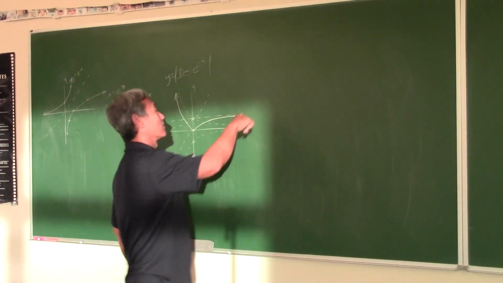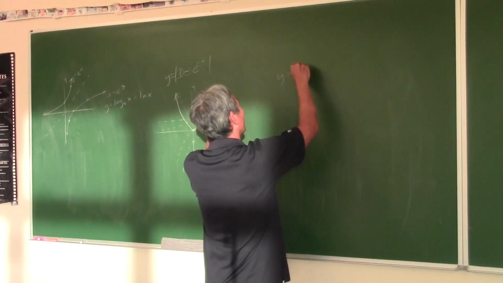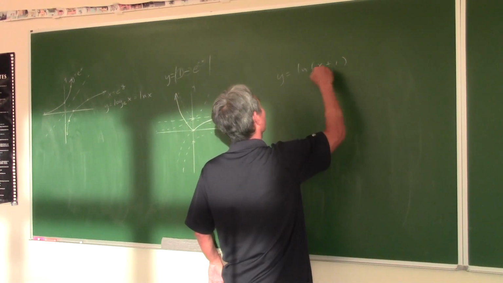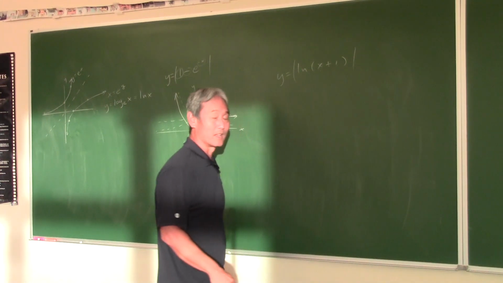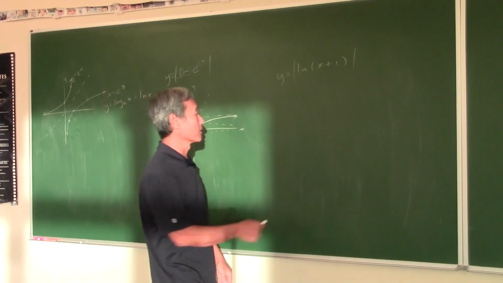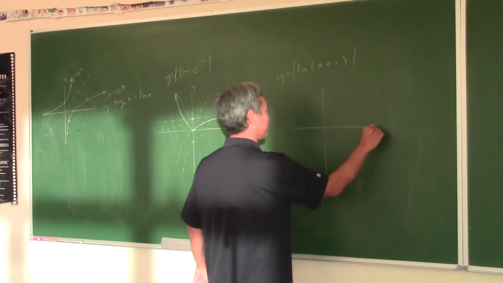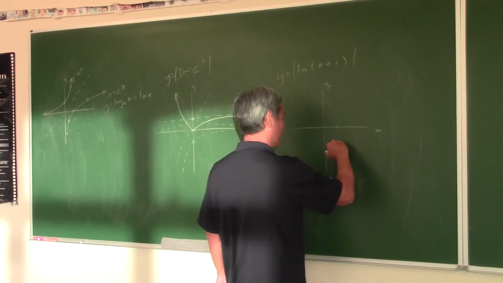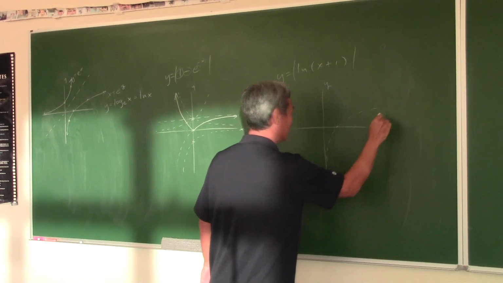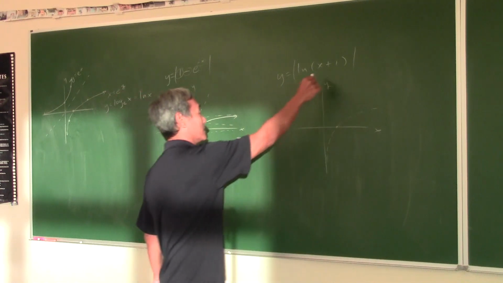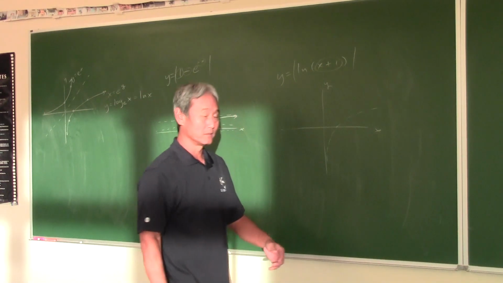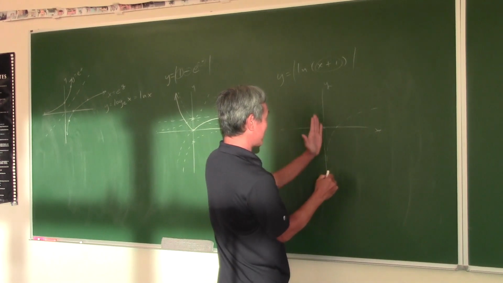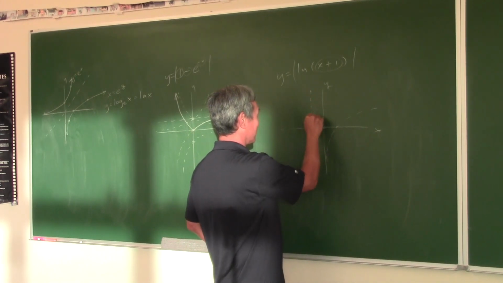Okay, let's do a natural log graph here. How about y equals natural log of (x plus 1)? And now, what the heck, let's put the absolute value on the whole thing. I might be doing 2 of your homework problems. First step, draw the base graph. So here's the point (1, 0). Okay, what does this do to the graph? It shifts it 1 to the left. So this point comes here, and then this asymptote is here.